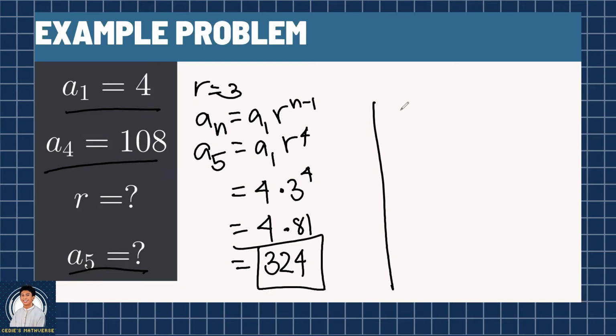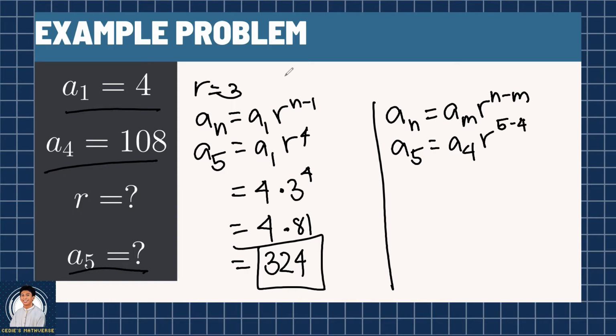The other approach uses the generalized formula. So a sub n equals a sub m multiplied by r raised to n minus m. Then a sub 5 equals a sub 4 multiplied by r raised to quantity 5 minus 4, which is just r raised to the first power, or r. Then we have 108 times 3, which is equal to 324.